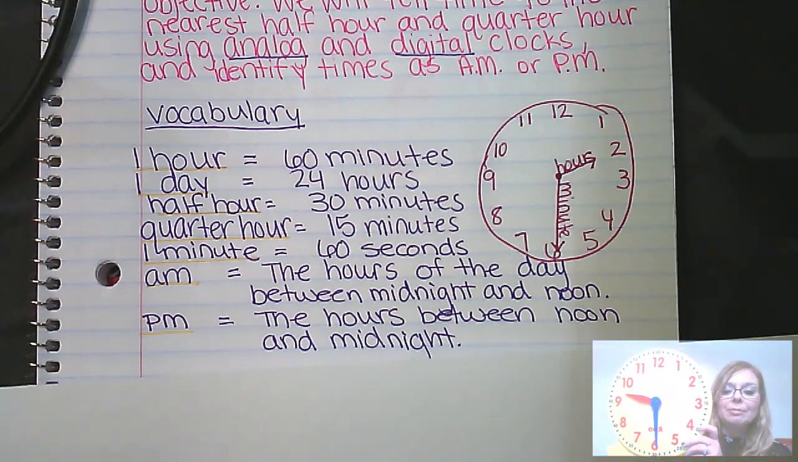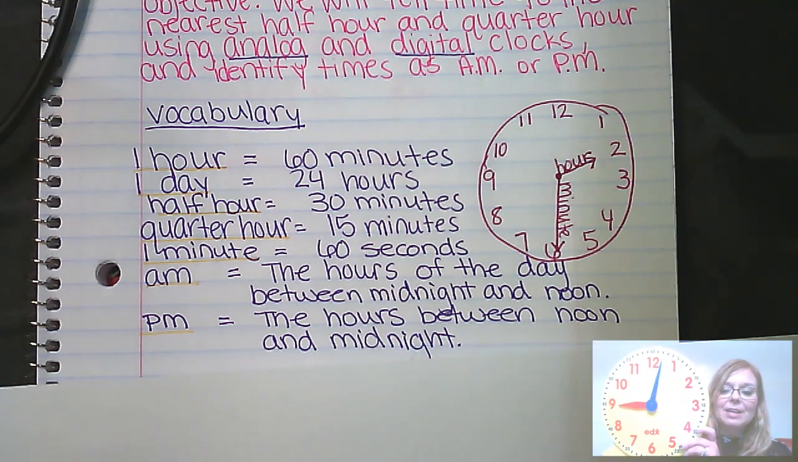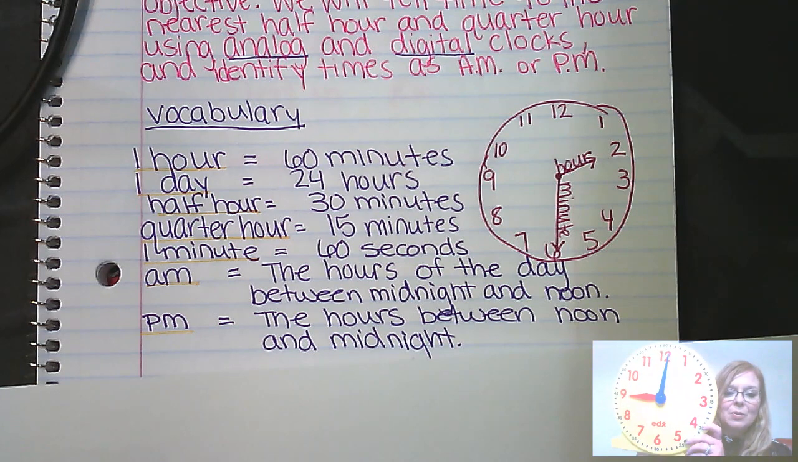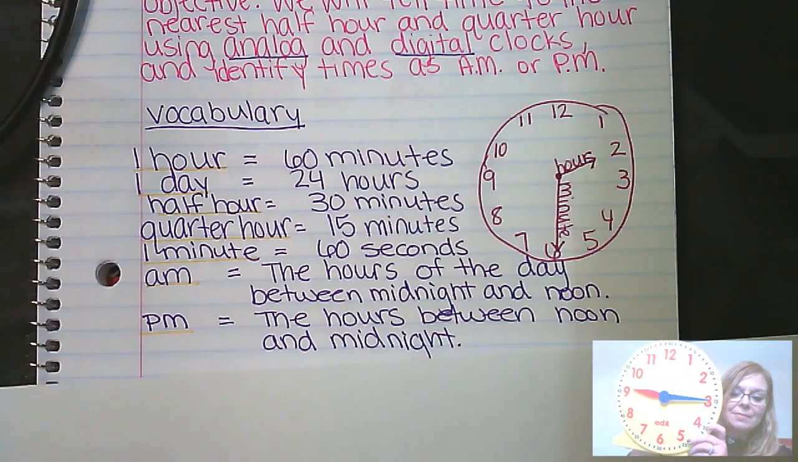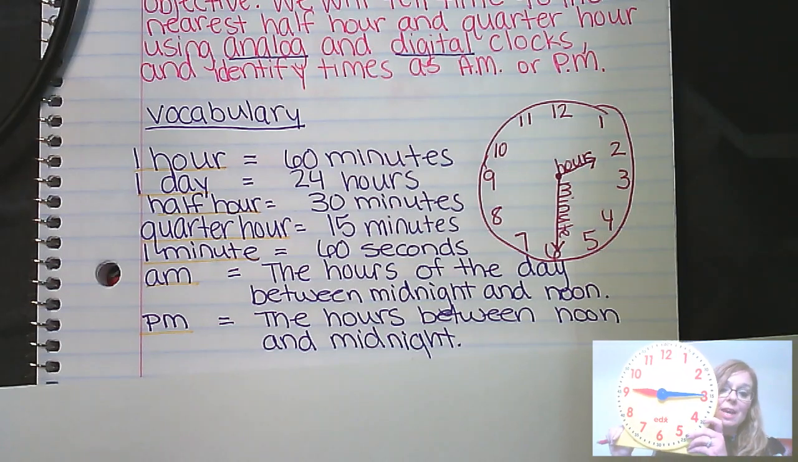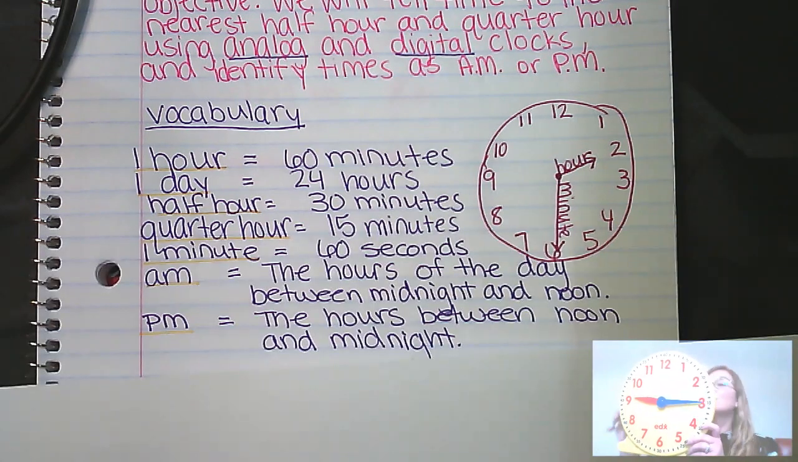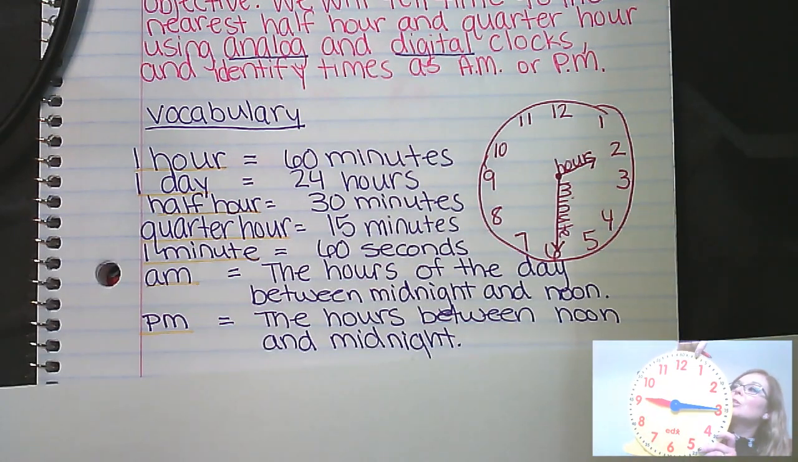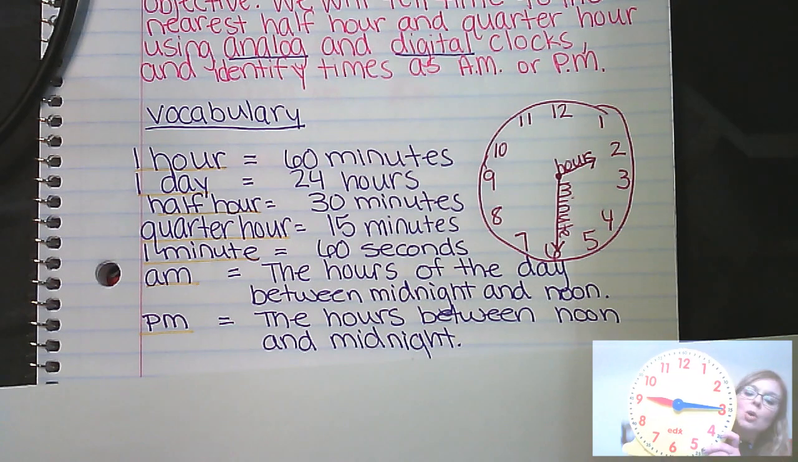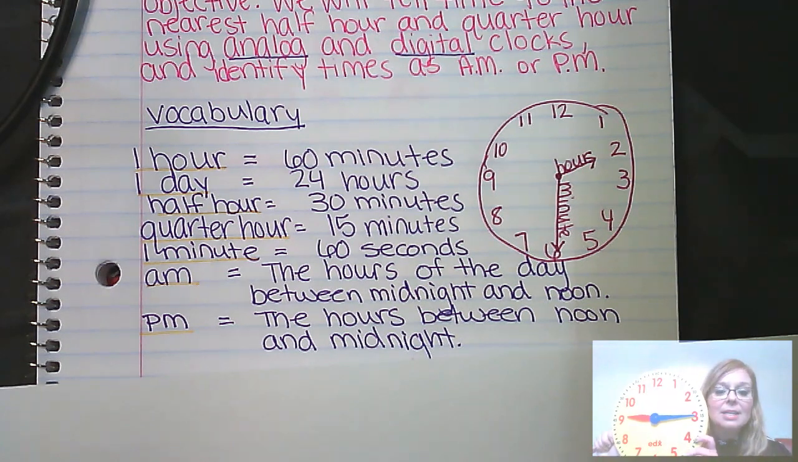Quarter hour, we're going to go back, is 15 minutes. Ready? 5, 10, 15. That's a quarter of the hour, 15 minutes. 1 minute, which are these little blue dots on the clock, is 60 seconds.